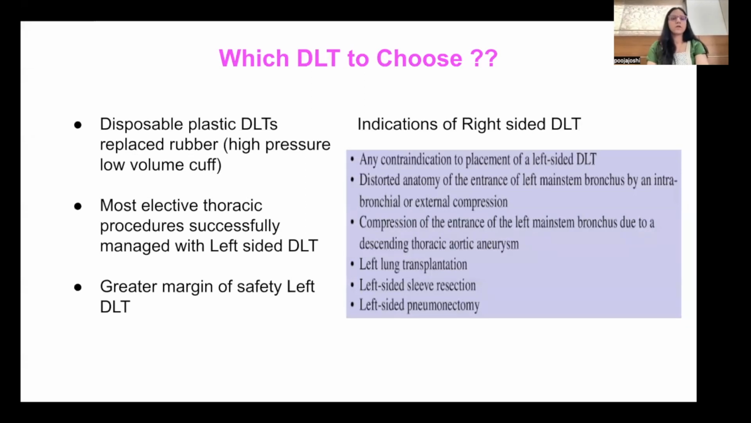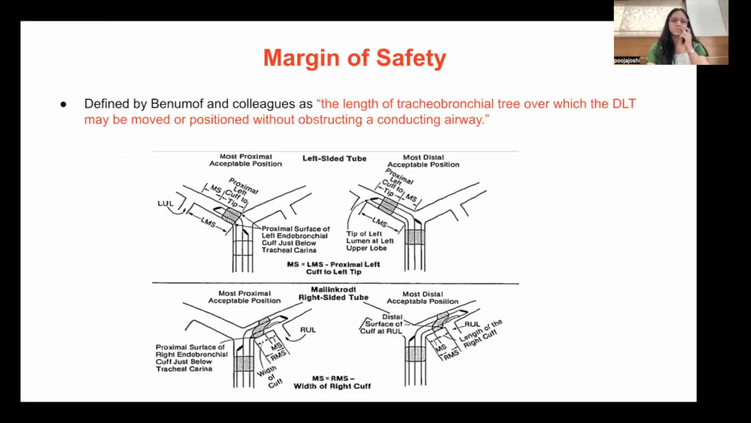Rubber DLTs are out of the market. They have high pressure and low volume cuffs. We use disposable single-use plastic DLTs. Most elective thoracic surgeries are successfully managed with a left-sided DLT because it has a greater margin of safety. The absolute indications for a right-sided DLT are left lung transplantation, left-sided sleeve resection, left pneumonectomy, compression of the left mainstem bronchus due to a descending thoracic aortic aneurysm, or distorted anatomy of the left mainstem bronchus due to compression by tumor.